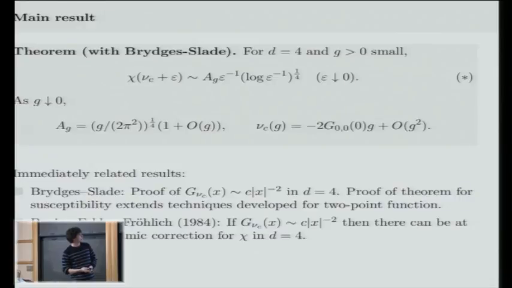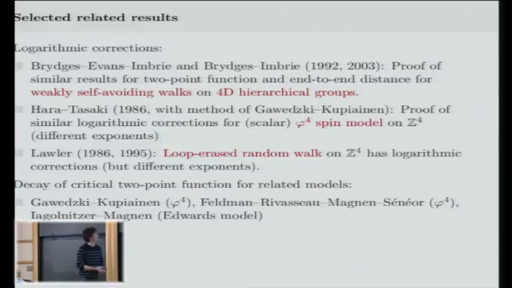Let me mention a few other related results, in particular work by Brydges, Evans, and John Imbrie, and by Brydges and Imbrie, who studied a hierarchical version of this model, and they have rather complete results, including the end-to-end distance, so the distance between the origin and the endpoint, and they can show that it behaves like it's also predicted to behave on the Euclidean lattice. There's work by Hara and Tasaki, who used the method of Gawedzki and Kupiainen to find similar logarithmic corrections for the phi-4 model. This is closely related, as I'll say in a few minutes.